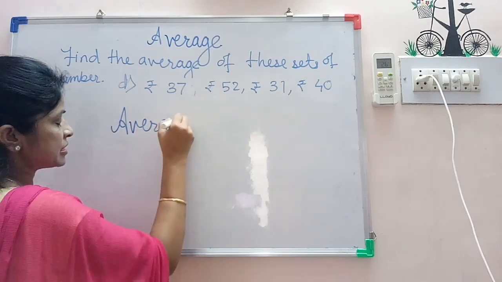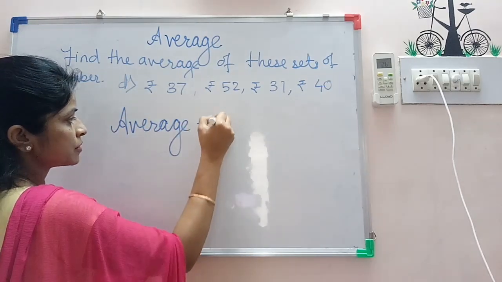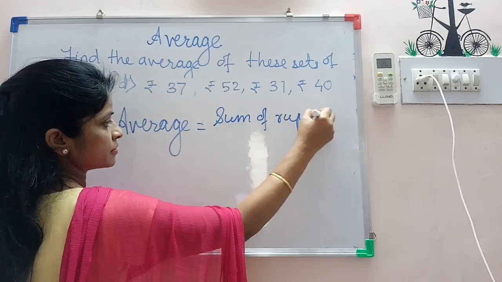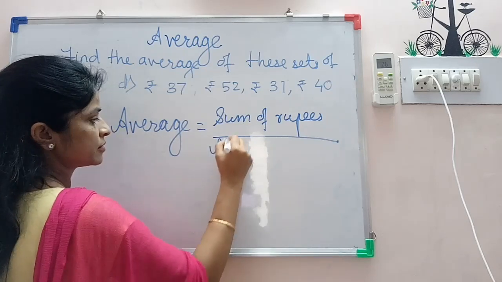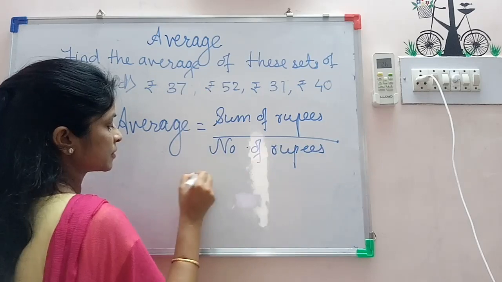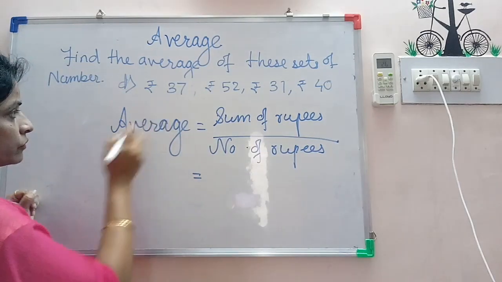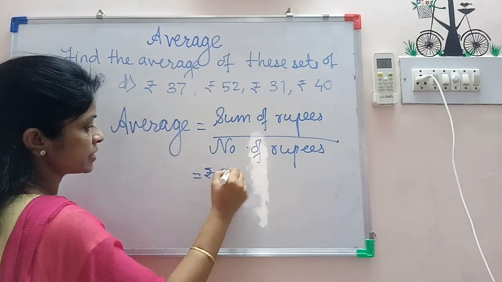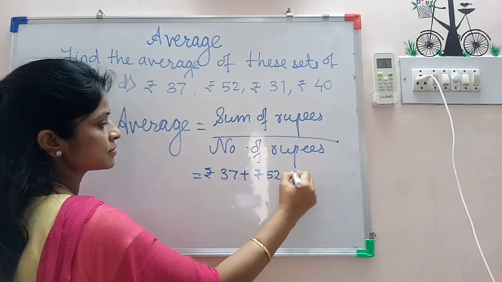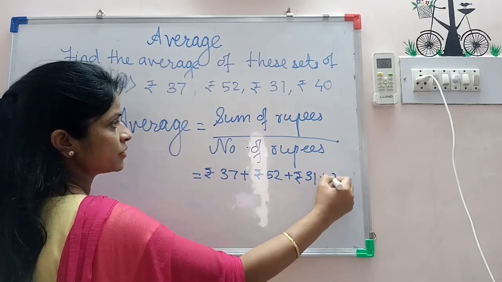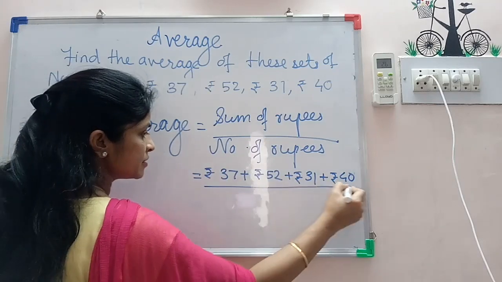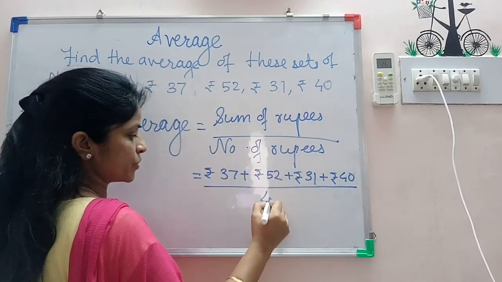Average is equal to sum of rupees divided by number of rupees. Now rupees 37, we will add all the rupees. Rupees 52, rupees 31 and rupees 40. 1, 2, 3, 4, divided by the number of rupees, 4.